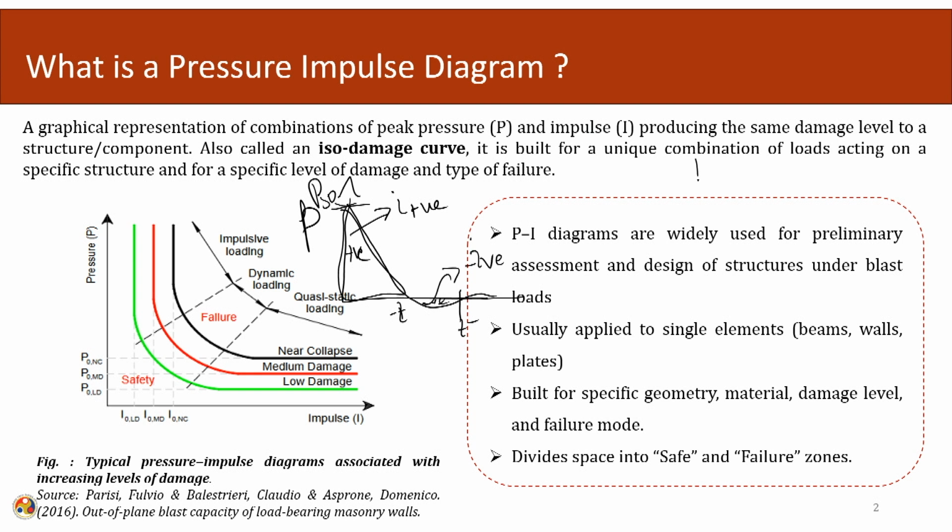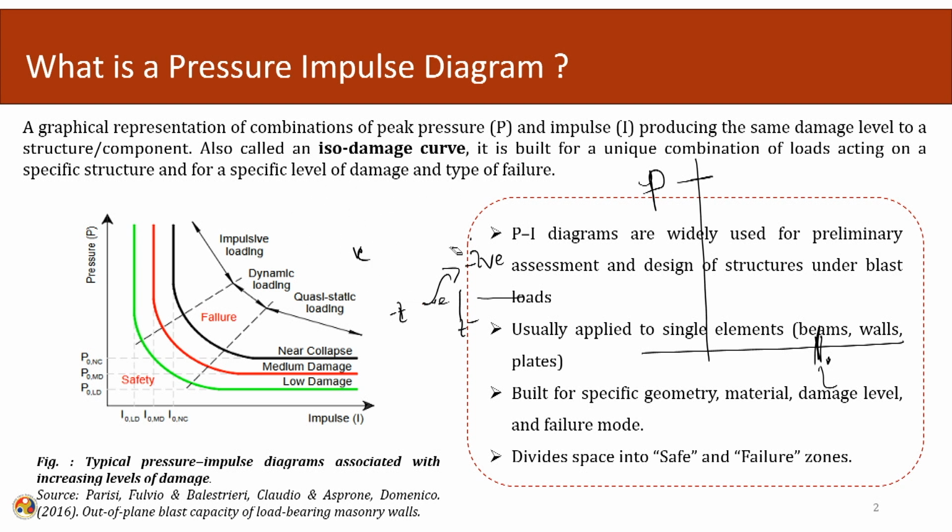Now what we are going to do is represent the pressure on one of the axes, let us say the y axis, and this impulse quantity on the x axis. So this is called the pressure impulse diagram. It is basically a combination of the pressure quantity and the impulse quantity. Each such combination will produce the same damage level because the event considered is the same. This is also called an iso damage curve.